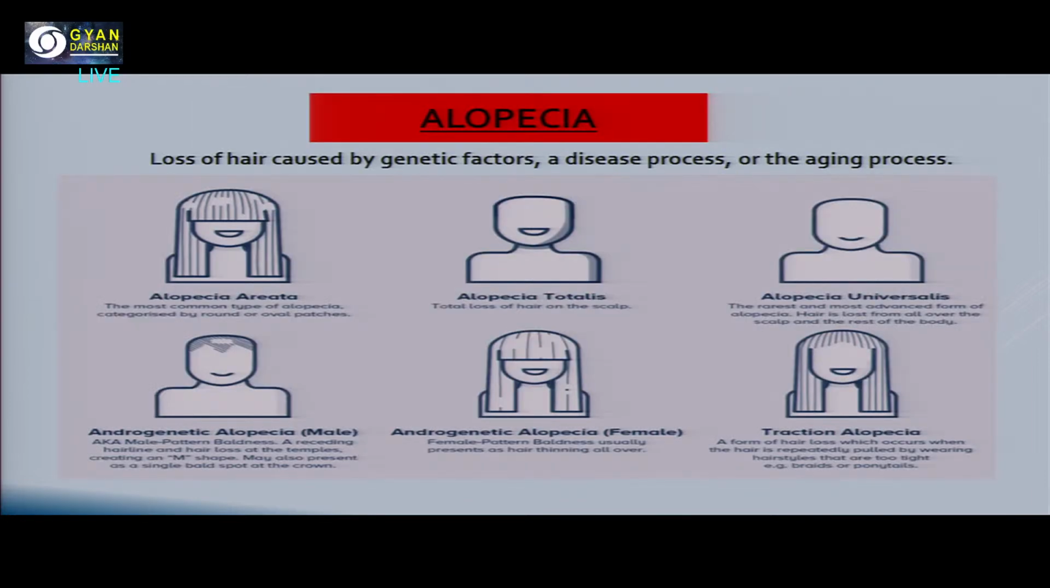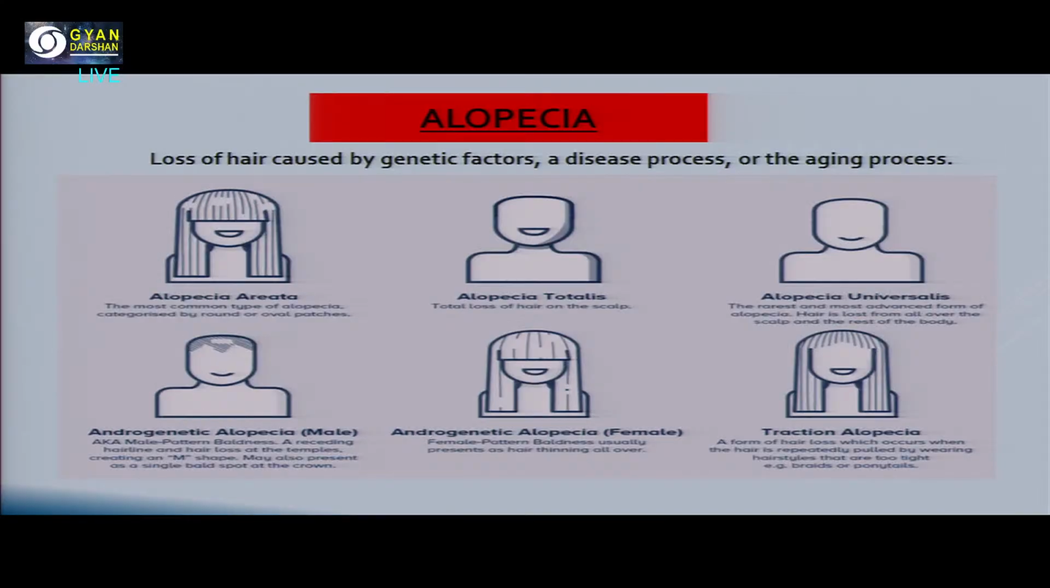We have alopecia, another kind of problem which is also growing nowadays. Loss of hair, that is ganjapan, may be due to various genetic factors, various disease processes and the aging process. The most important one to start with is alopecia areata. As you can see, it is most common. There are round or circular patches over the head. Alopecia totalis, totally all the hair is lost. Alopecia universalis, all round, even the body hair is lost.